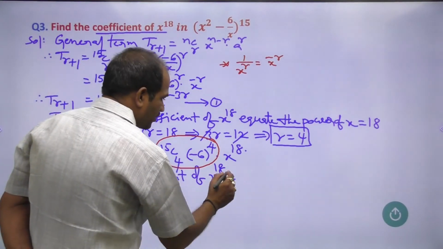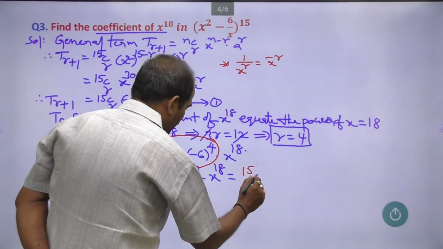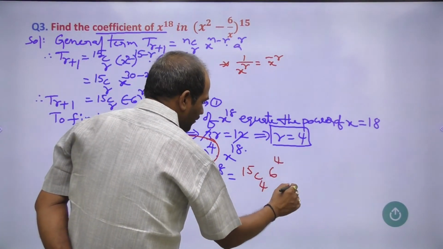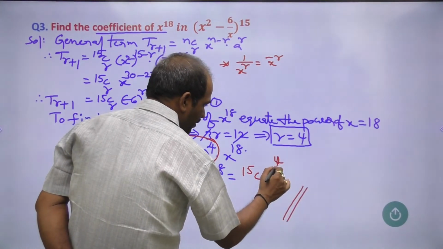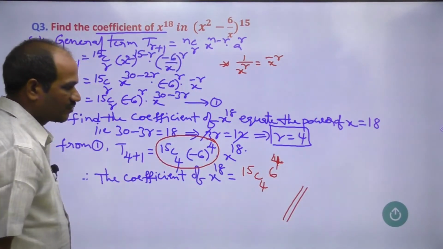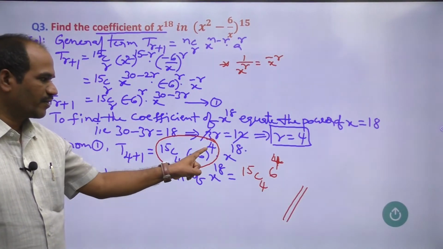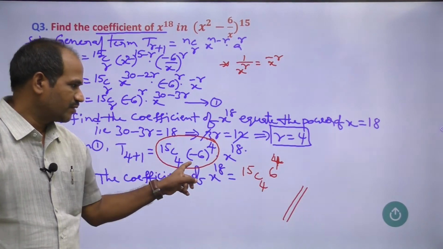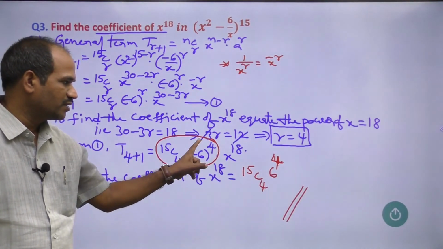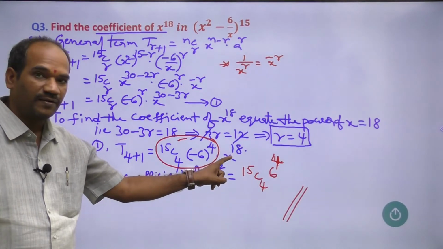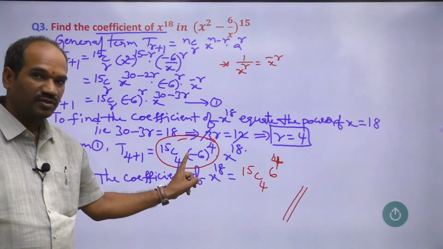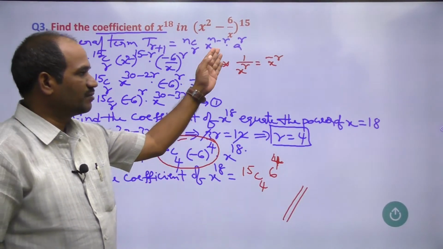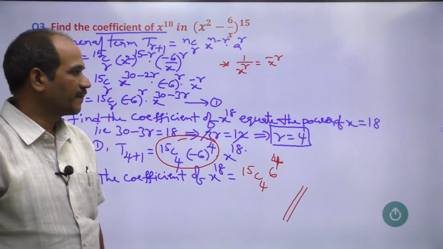So the coefficient of x^18 is 15C4 into 6^4. This is the final answer. Minus 6 power 4, the power is even, so this is plus. So 15C4 into 6^4. This is the coefficient; write only this coefficient. Don't write x^18. In this model also, all problems follow the same procedure. Okay, write this question.